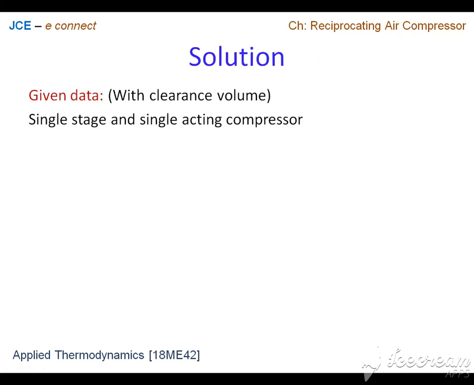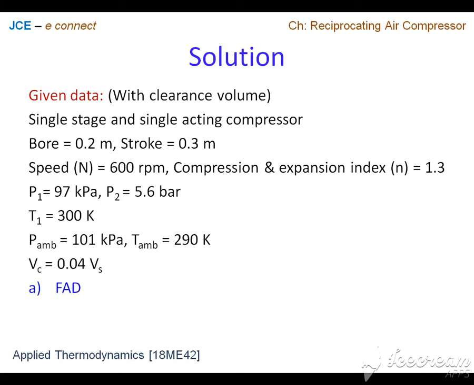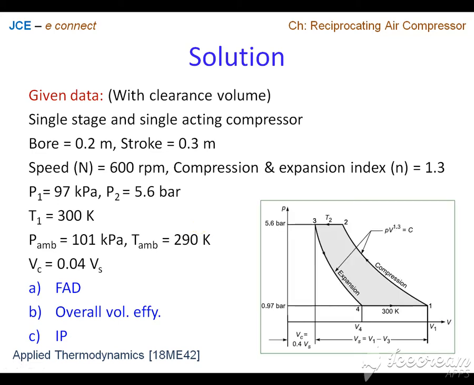Let us list the given data, and the data that can be extracted from the given problem is as shown here. Let us now plot the PV diagram for the given problem. It comes to as shown. We have the pressure ratio, P2 and P1, and the clearance volume is shown to be 0.4 of that of the swept volume.